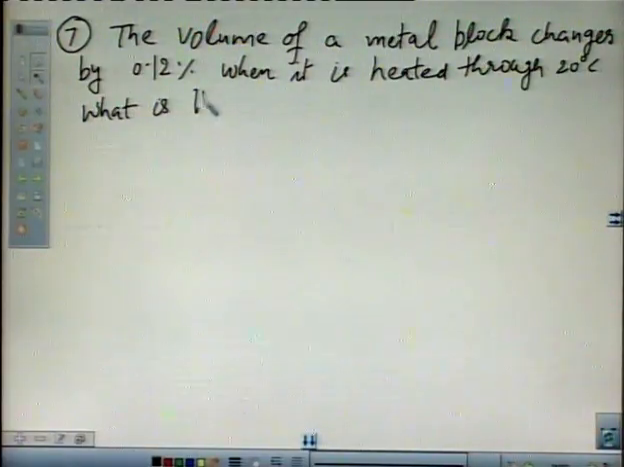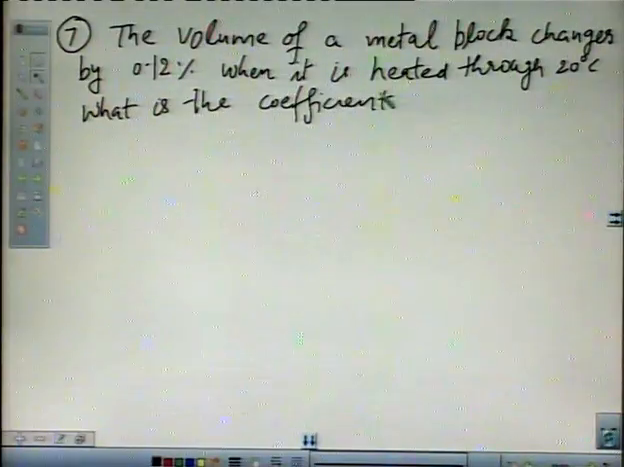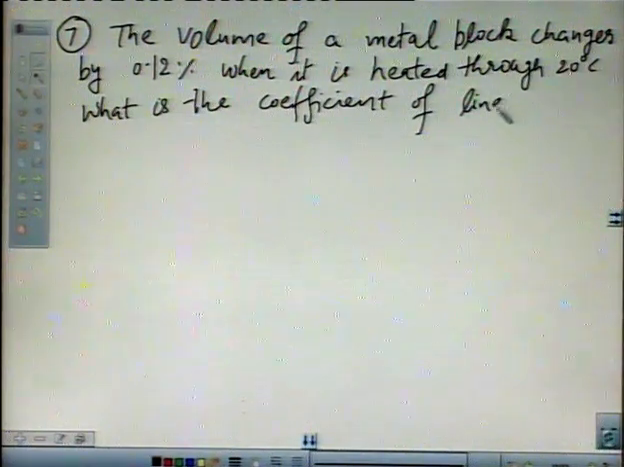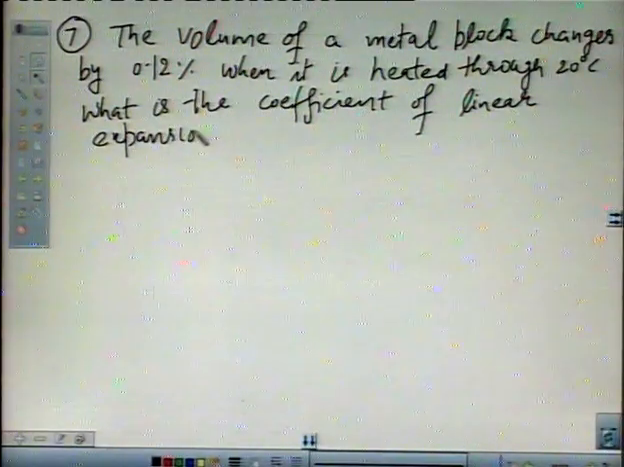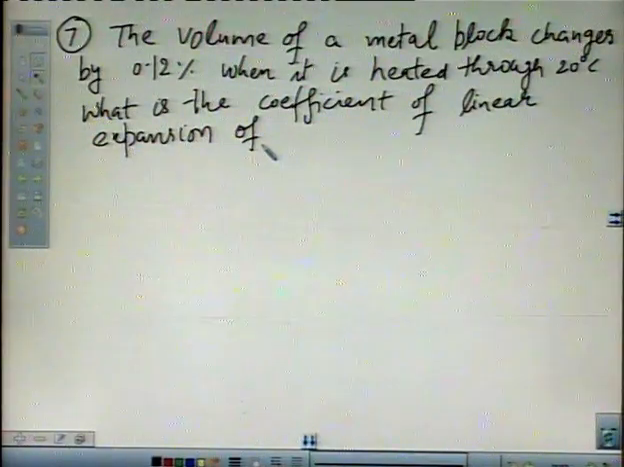What is the coefficient of linear expansion of the metal?